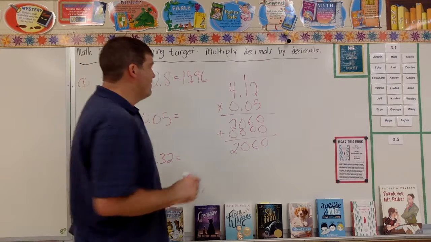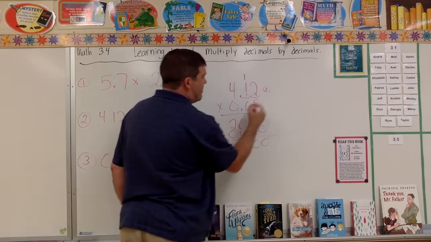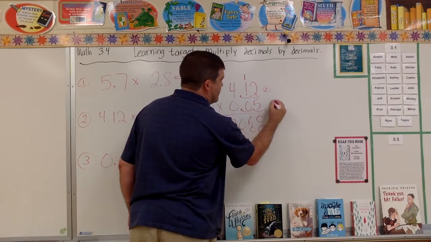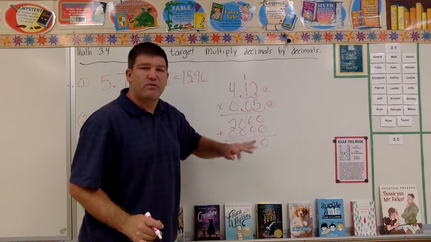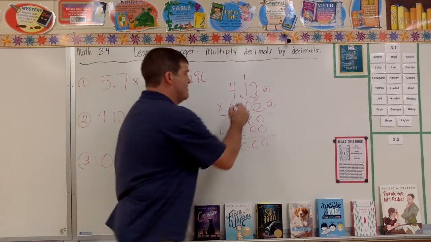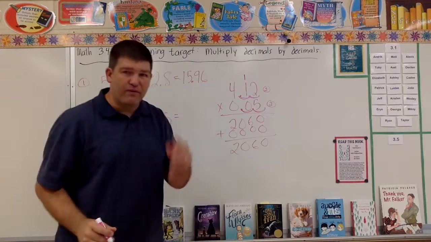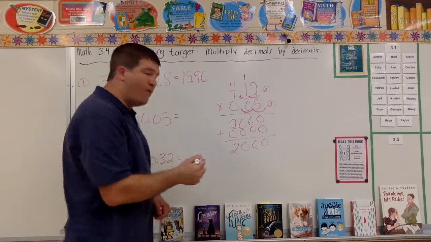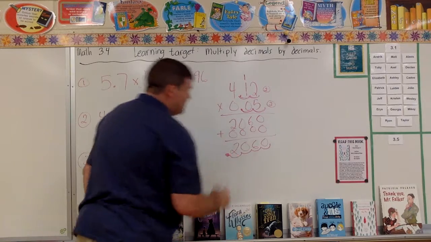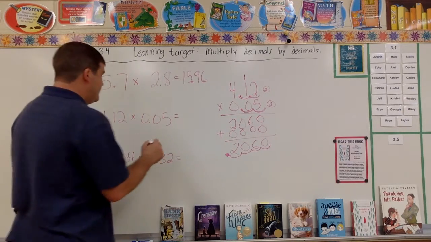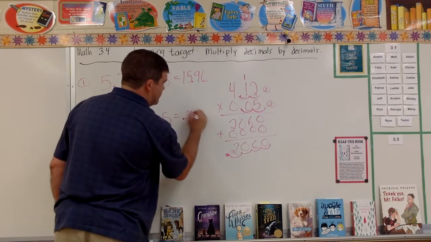Now, I got to look at my place values. 1, 2. I moved that one out 2. 1, 2. Okay, so in the problem, I moved it out a total of 2 plus 2, 4 places. 1, 2, 3, 4. So a total of 4. Now I got to move it in 4. 1, 2, 3, 4. Whew. Moved it in all the way. So my answer is 0.2060.